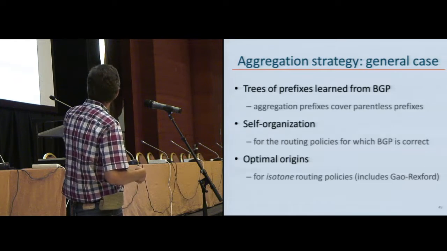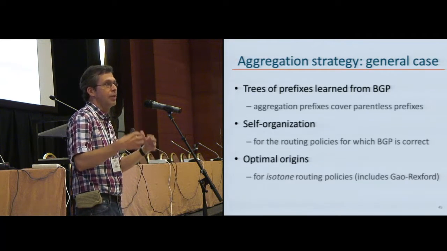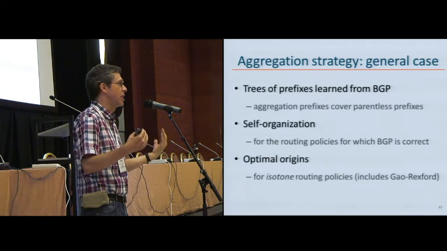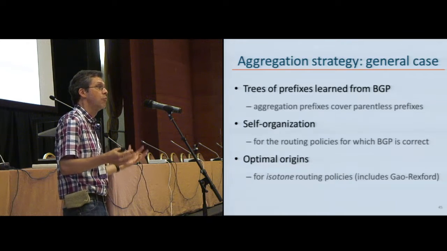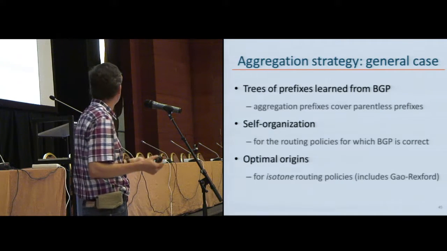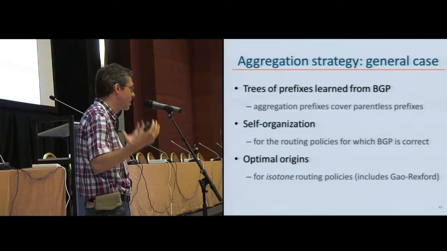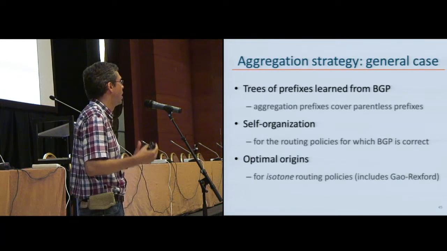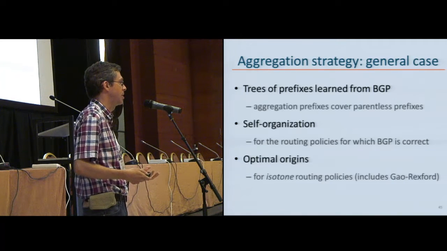Okay, in general, the aggregation prefixes apply on top of the parentless prefixes in the internet routing system, so the provider-independent prefixes. The system self-organizes if more than one node generates the same aggregation prefix, and we can even show that for isotone routing policies, if they have this property, it finds the optimal origins in the sense of maximizing the filtering possibilities of other ASs.